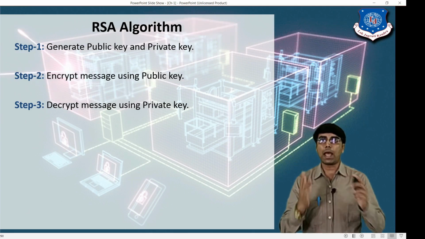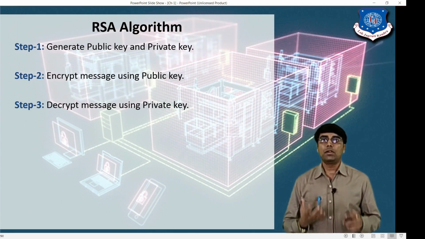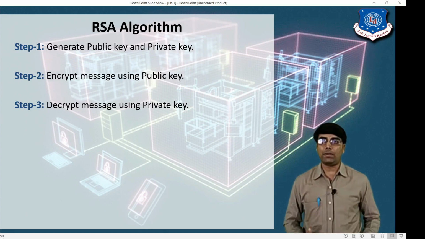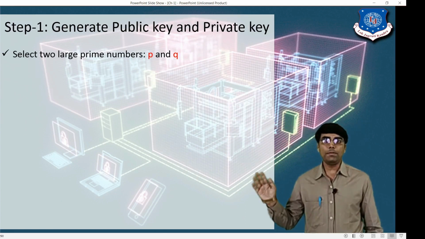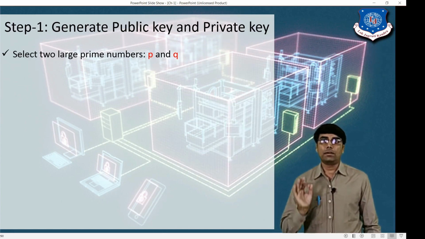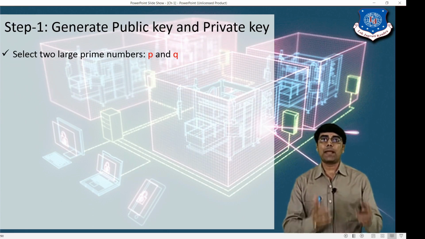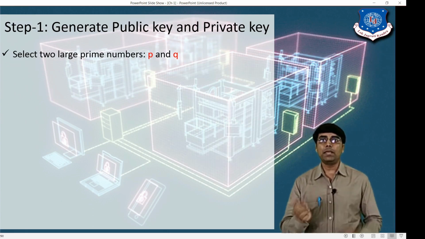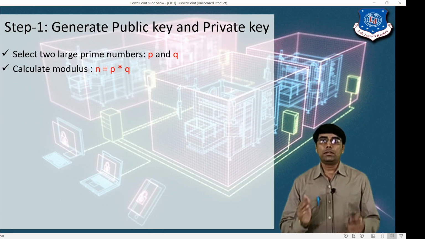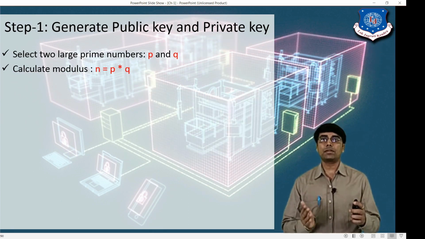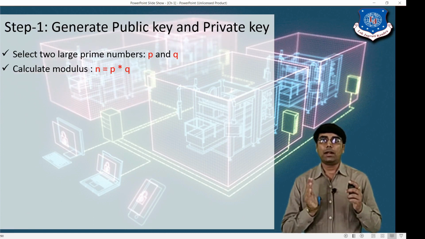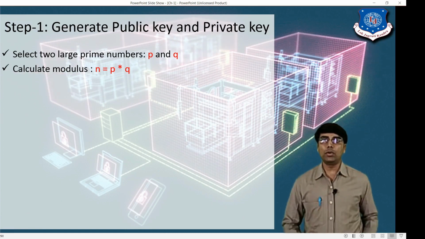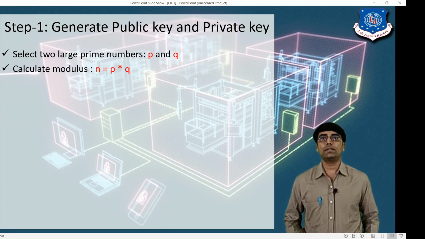Assume that there are two users, Alice and Bob. First, Alice wants to generate the public key and the private key. So let's see how to generate them. In the first step, we consider two large prime numbers, represented as P and Q. Next, we calculate the modulus of the RSA algorithm, represented by n, and n equals P multiplied by Q.